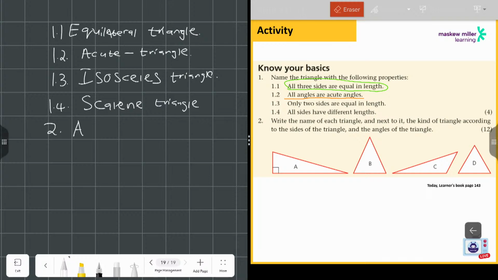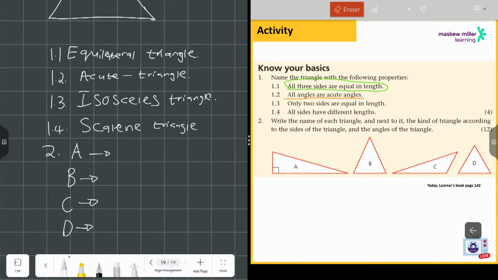So you can just say what kind of a triangle A is and what kind of a triangle B is and so on, right? So this is what we're going to do. So let's do that. Triangle A is going to be our right angled triangle. So let's see, right angled triangle. And that reminds me of something.